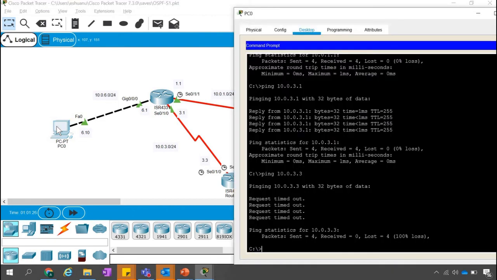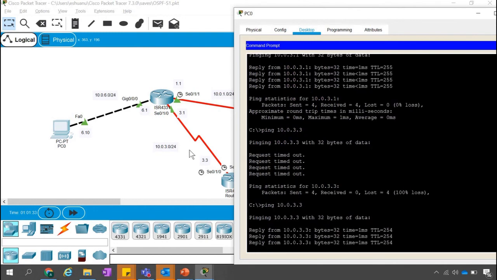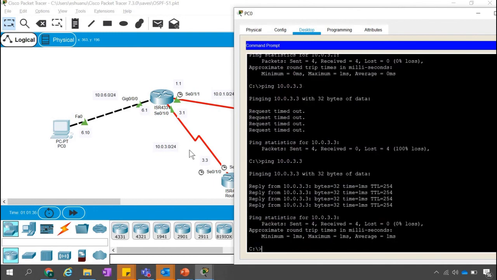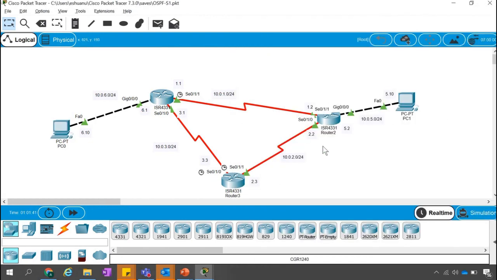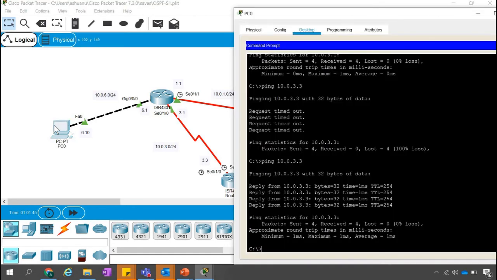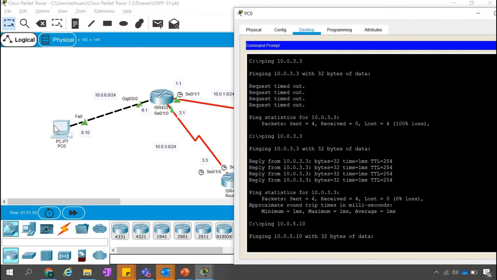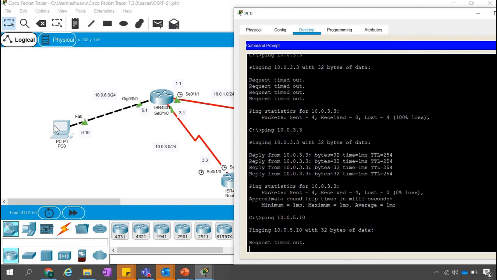So now let's check whether we are able to ping this 3.3 interface or not. And we get the reply now. This is just the magic of OSPF that we are able to ping. Not only this one, all the interfaces are reachable. Now you can ping 5.10 as well from here. If it does not ping, then we will check why we cannot. We will troubleshoot that, and then you will learn troubleshooting as well.